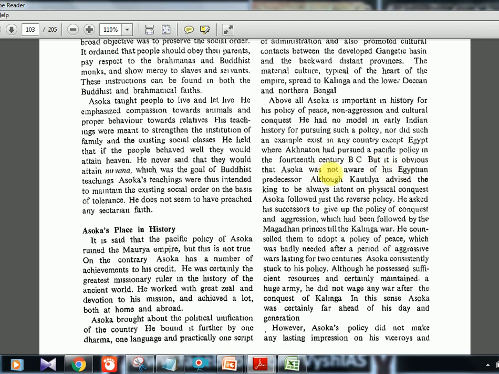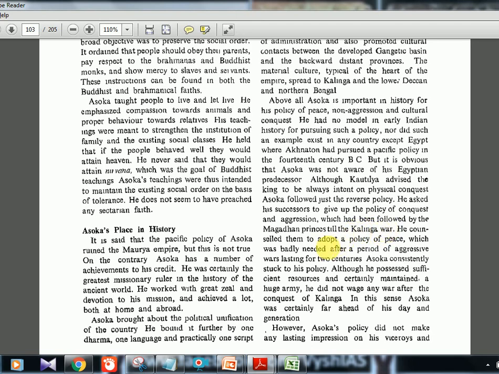Now it is obvious that Ashoka was not aware of the Egyptian predecessor, although Kautilya advised the king to be always intent on physical conquest. So Kautilya was advising to have physical conquest, but Ashoka followed the reverse policy. He asked the successors to give up the policy of conquest and aggression, which had been followed by Magadhan princes till the Kalinga war. As I told you in the previous chapter also, Bimbisara will start everything and Ashoka will end everything, the physical conquest thing.